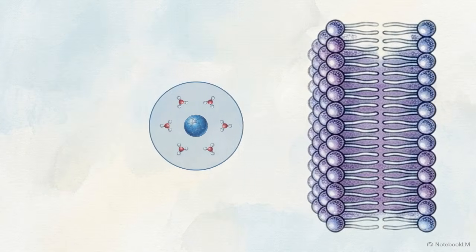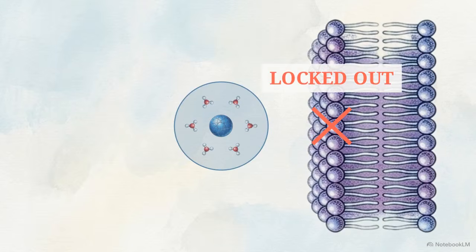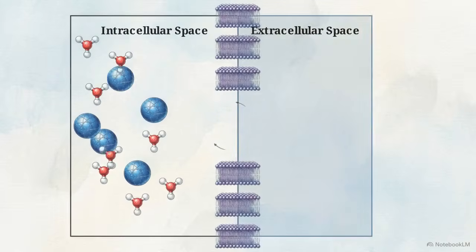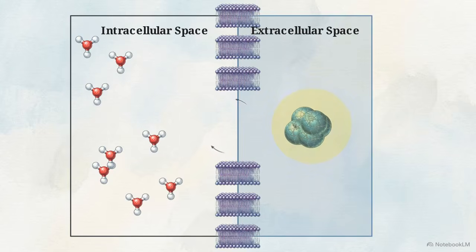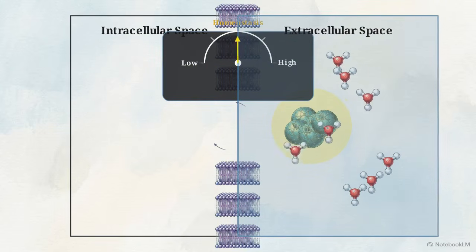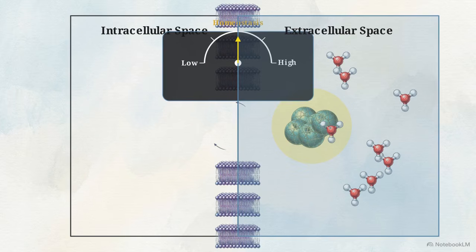Notice how this heavy water shell physically prevents the ion from passively diffusing through the hydrophobic lipid bilayer of a standard cell membrane. It is locked out. Because sodium cannot move freely, the human body uses it as a highly controlled physical tool. By actively trapping and manipulating this charged particle on one side of a membrane, the body dictates exactly where water must flow to balance the osmotic pressure. This volume control requires severe architectural compartmentalization.